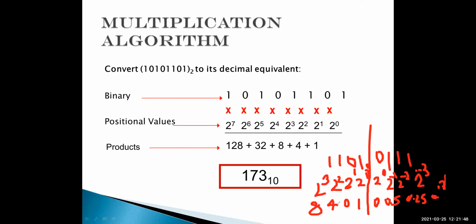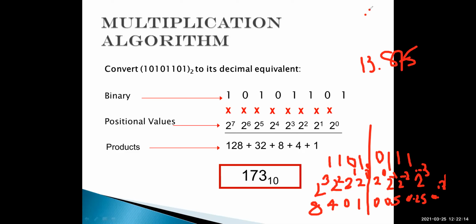Now make the total sum. 8 plus 4, 12. 12 plus 1, 13. Then 0.5 plus 0.25 plus 0.125, so it becomes 0.875. So the final answer is 13.875. So when you sum the decimal parts, be very careful.